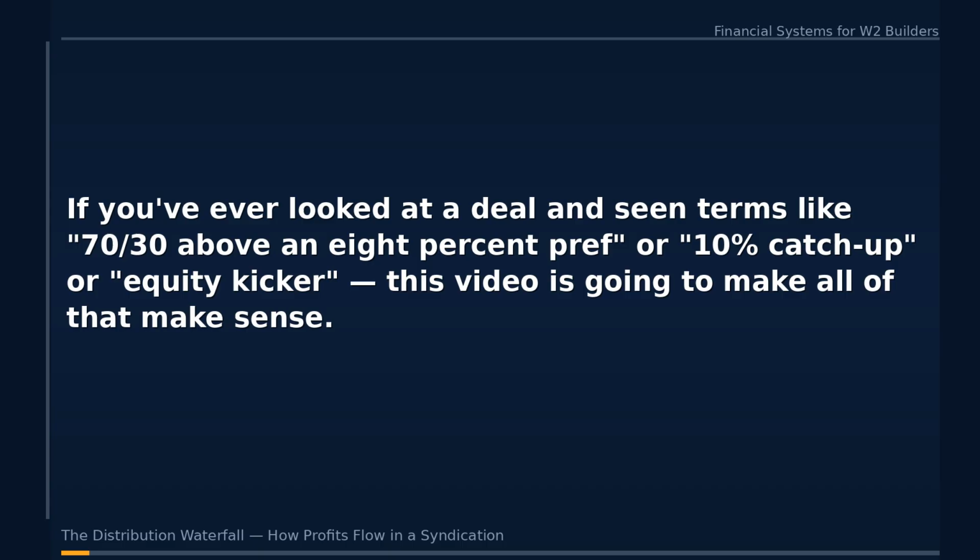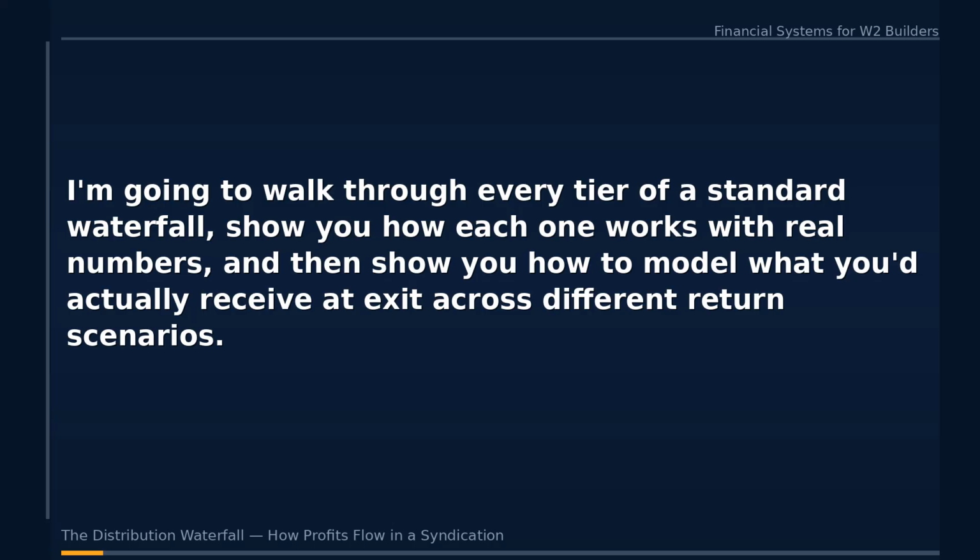I'm going to walk through every tier of a standard waterfall, show you how each one works with real numbers, and then show you how to model what you'd actually receive at exit across different return scenarios. First, what is a waterfall?